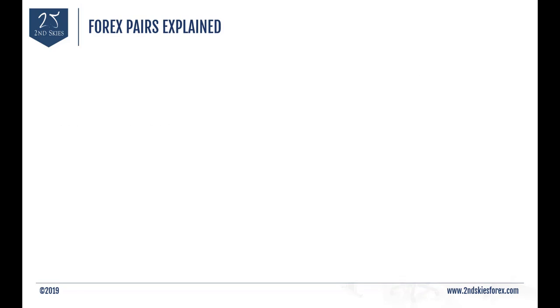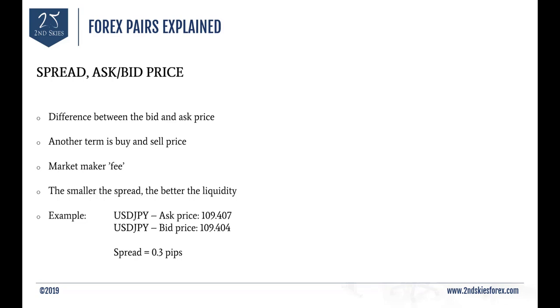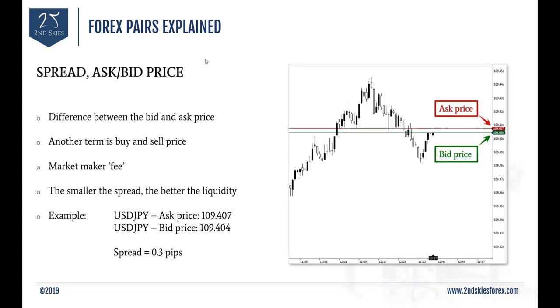Okay, so we're going to explain a little bit further in terms of the spread, and this is something that's important to understand when you're trading currency pairs. So when you're trading a currency pair or a Forex pair, you're trading one currency against the other. And there is a spread on that. The way to understand the spread is that it's the difference between the ask and the bid price.